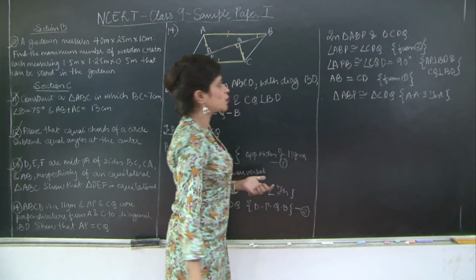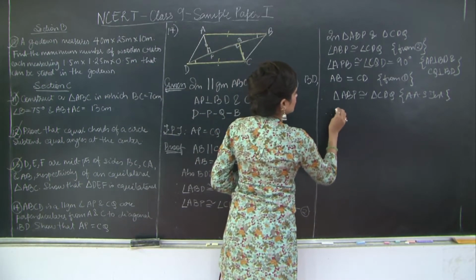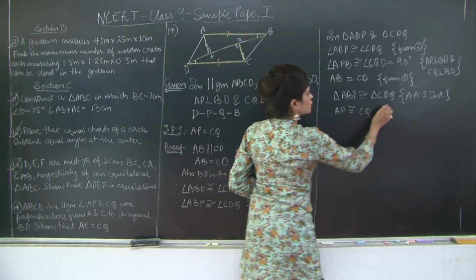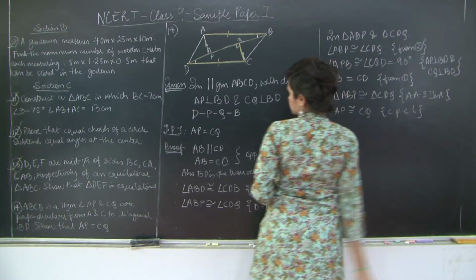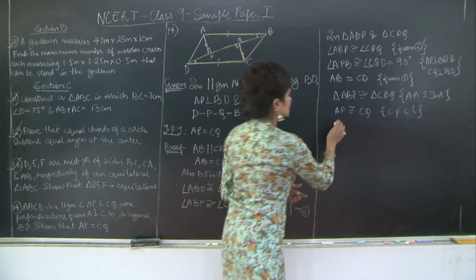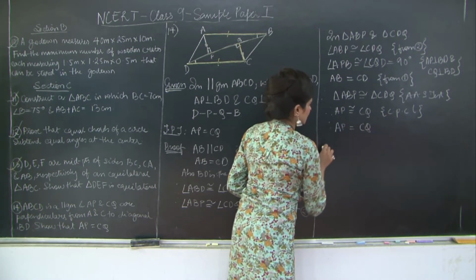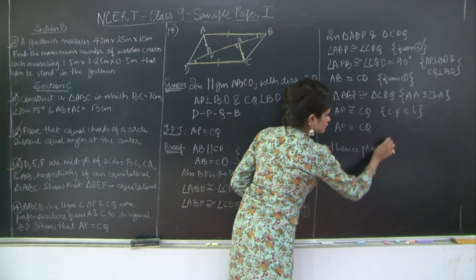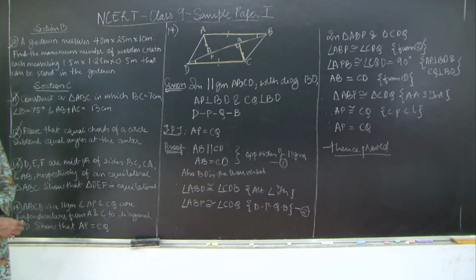Therefore, finally, what do I get? I get that AP is congruent to CQ through corresponding pair of congruent triangles or CPCT, and obviously AP is equal to CQ. Therefore, I'll say hence proved. So here is the solution. Please take a look.